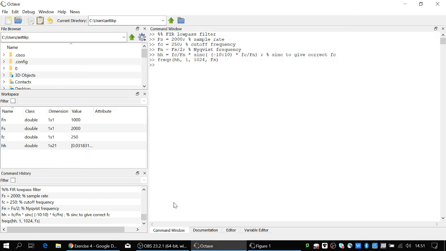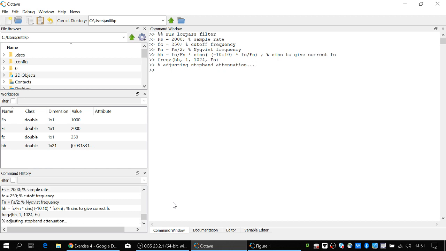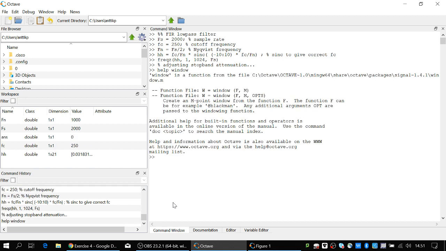Next step, what is the stop band attenuation? With different window. Let's check what kind of windows we have. Do I have to load the okay, signal? Yeah.